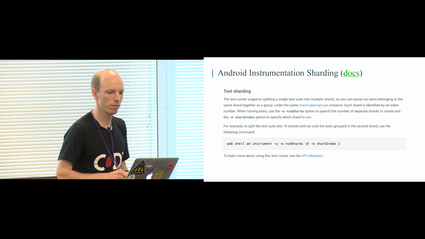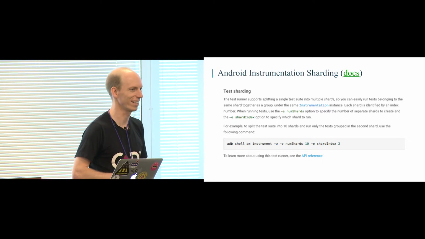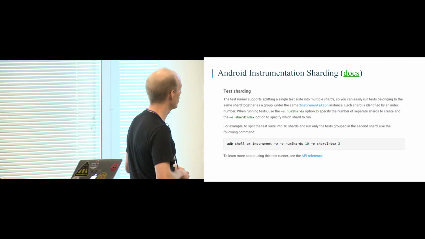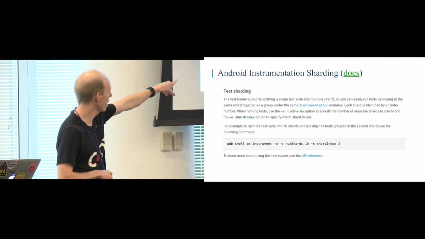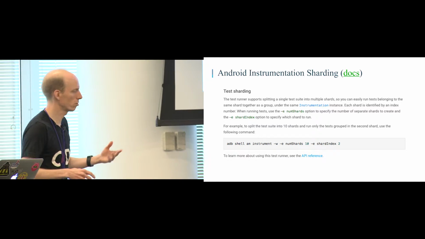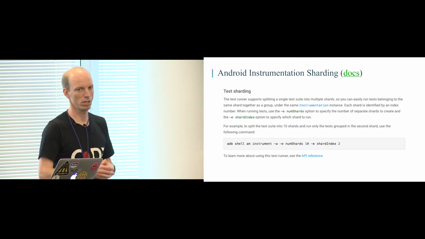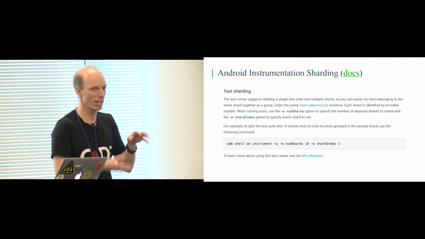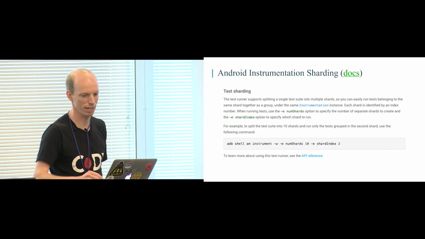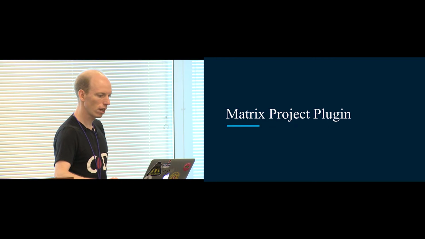So the kind of breakthrough for me was when someone pointed out that the instrumentation runner supports sharding. Great. Wow, I wish I'd known that earlier. So going into the docs, this is just a screenshot again. You can set the number of shards and then the shard index. So imagine you're running a script on 10 different machines. You just give each of them a different shard index. And what the instrumentation runner is doing is it's doing a stable sort of all of your tests and just taking every nth one based on the shard index.